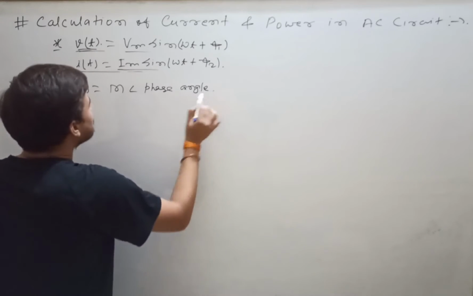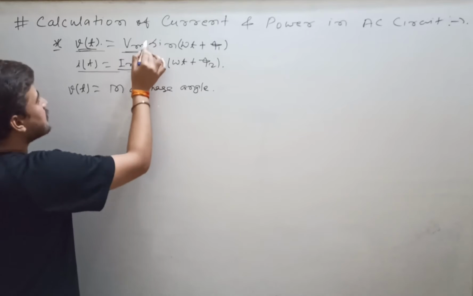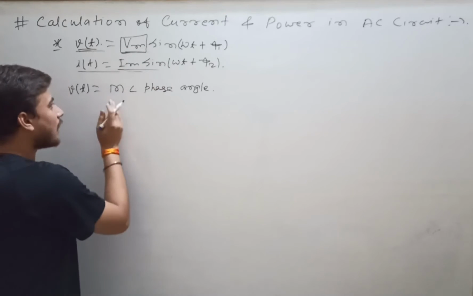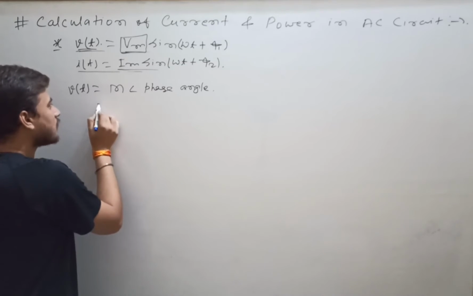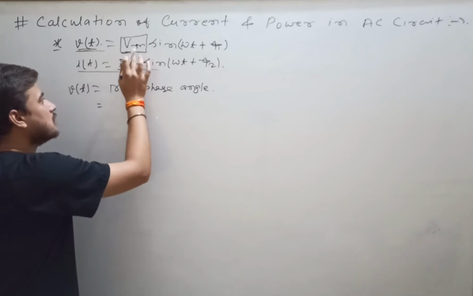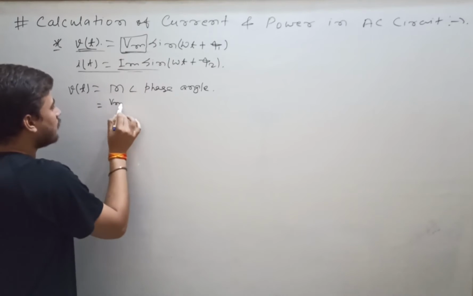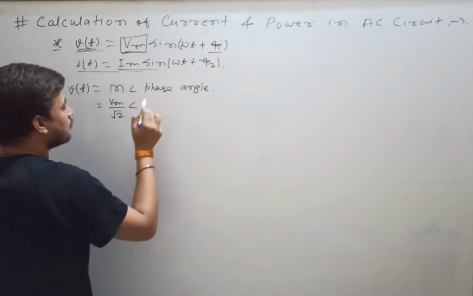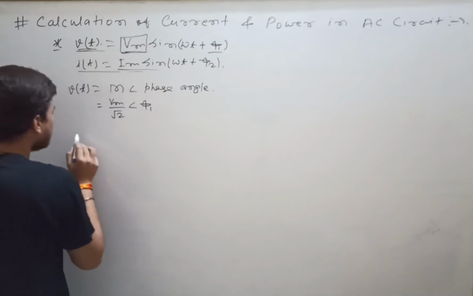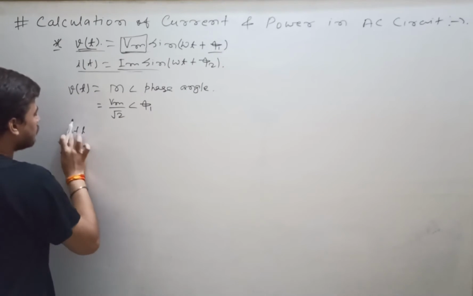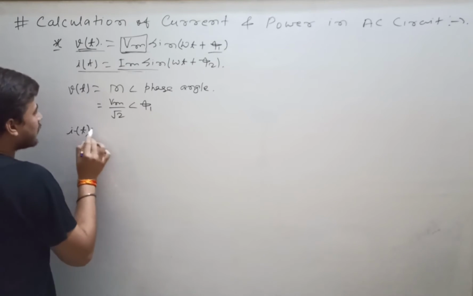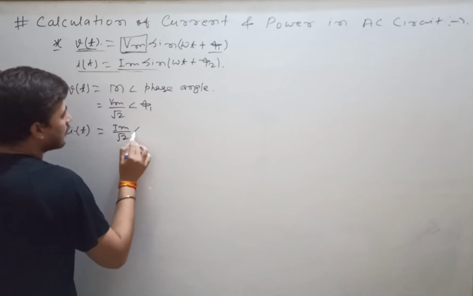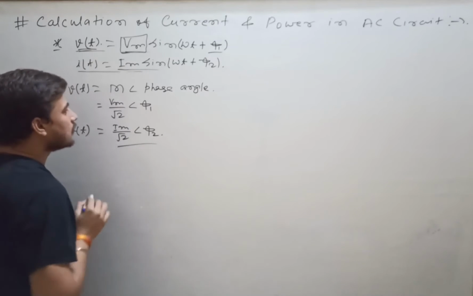So here what will be the magnitude? Here you see Vm is the peak value. But if you write in the form of magnitude, you will have to write the RMS value. So the RMS value will be Vm by root 2 at the angle. Here the phase angle is phi 1. Similarly, for the current, it will be Im divided by root 2 at the angle phi 2. Clear?